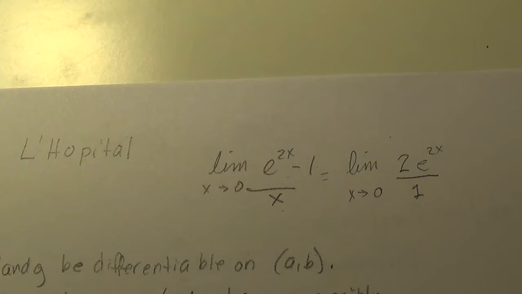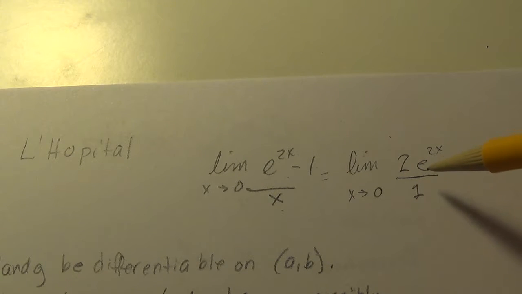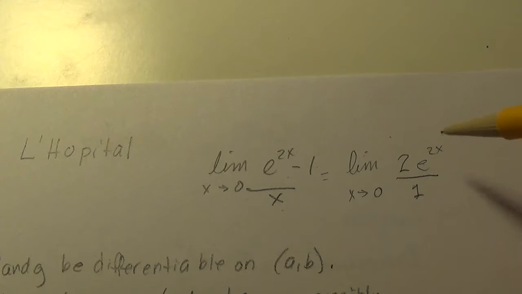Now can we take the limit of that? The limit as x approaches 0, e to the 0, which is 1, times 2. So it works. We found the limit, whereas before we could not. And look how simple it was to do. Alright, let's try another one that qualifies.